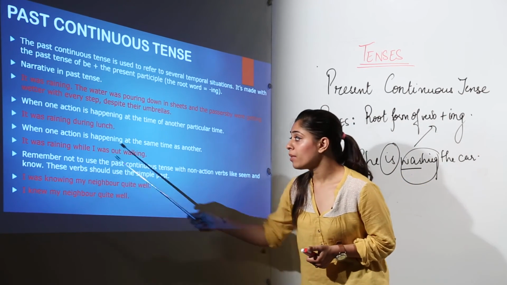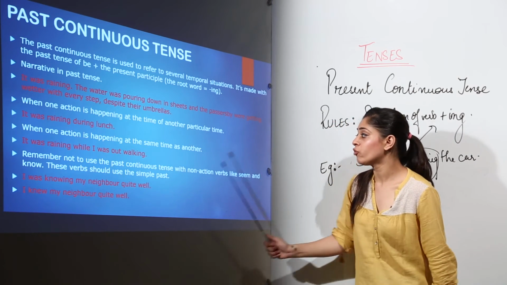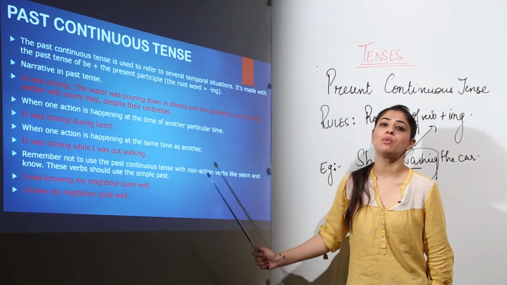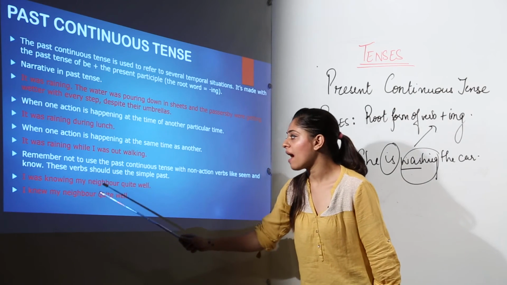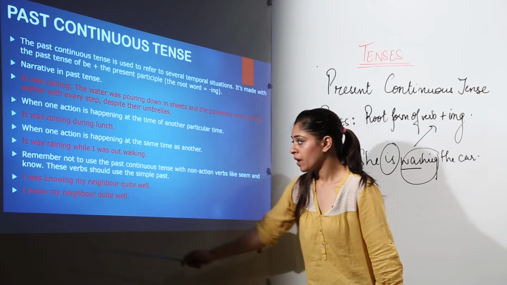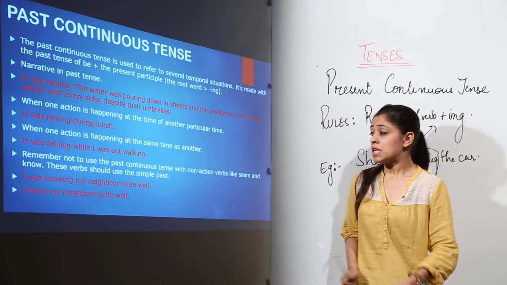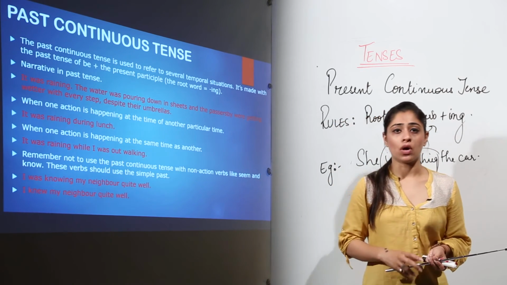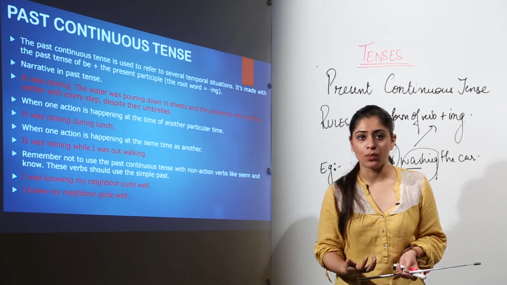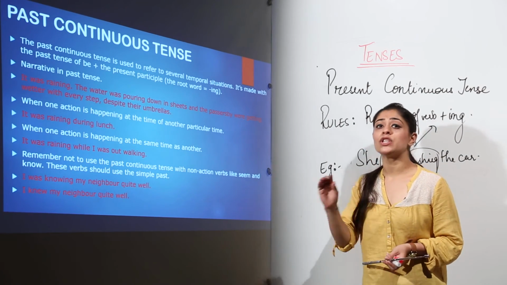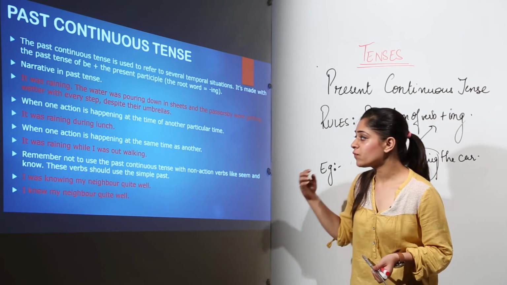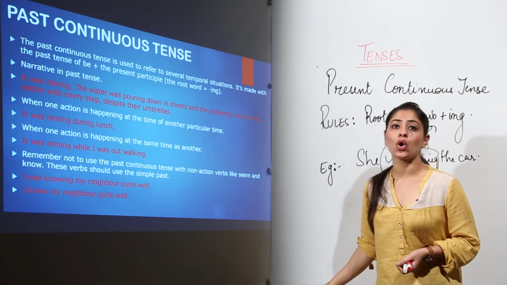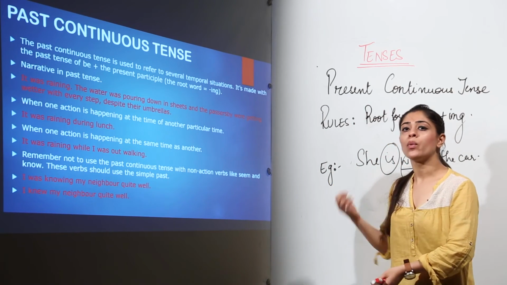Now, next, remember not to use the past continuous tense with non-action verbs like seem and know. These verbs should use the simple past. For example, not "I was knowing my neighbor quite well," but "I knew my neighbor quite well." So words like seem, know, knew are non-action verbs. These are expressive verbs, not action verbs. In this case, we do not use ing. In this case, we actually go for the rules that apply with simple past. Now, let's have a look on the board and make it a little simpler with the rules and the example.